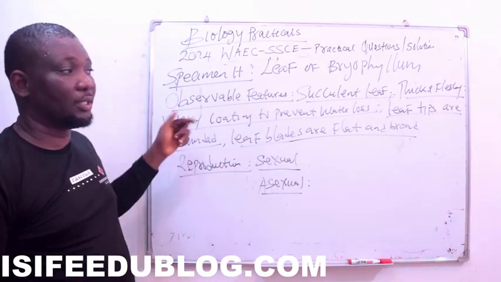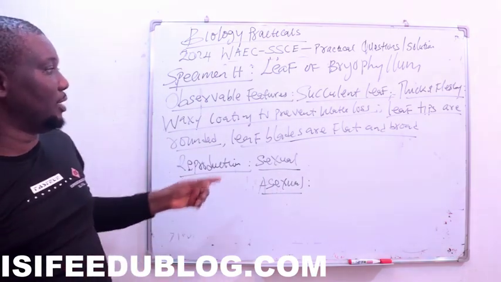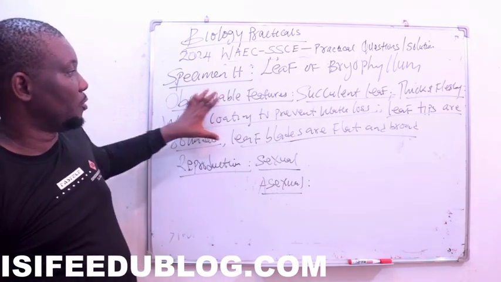Leaf tips are rounded, and the tip you see is rounded. As you can see on the screen, the leaf blades are flat, very flat and broad. So these are the things you observe.